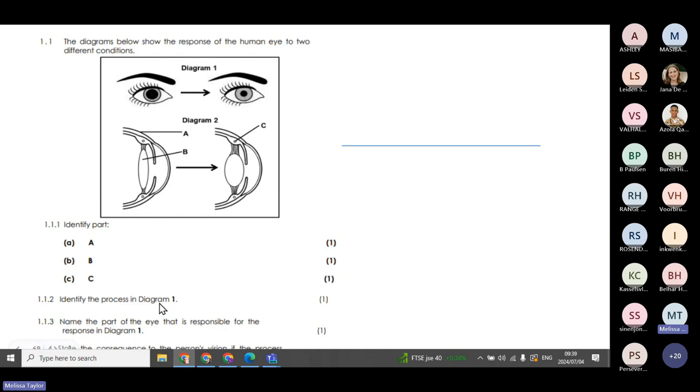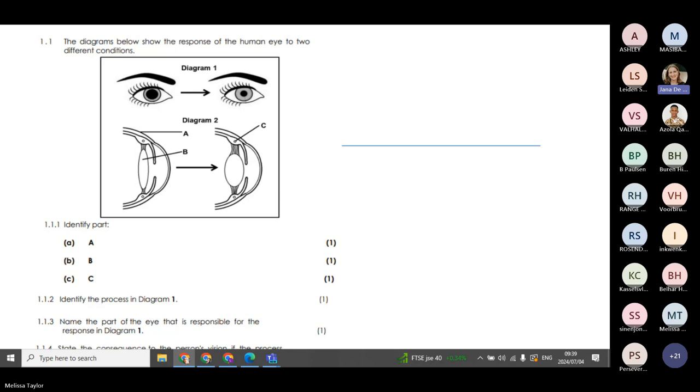Right, identify the process in diagram one, that's pupillary mechanism or pupillary reflex. The name of the part of the eye responsible for the response in one. Okay, I'm going to quickly ask schools to quickly type in what you think your answer is to 1.1.3. And then if a school responds, Jana, you can just tell me what they have said for 1.1.3.